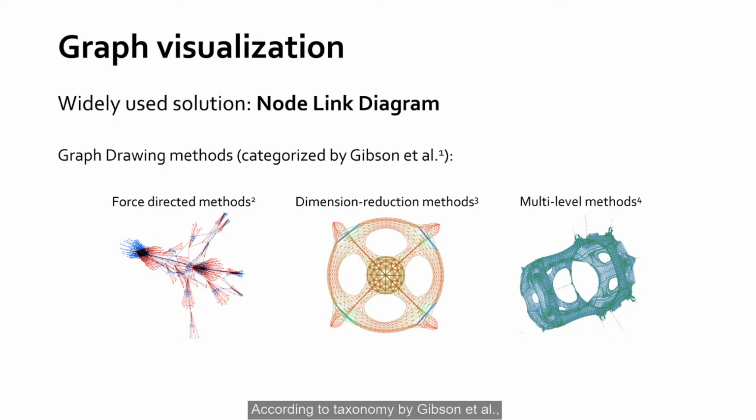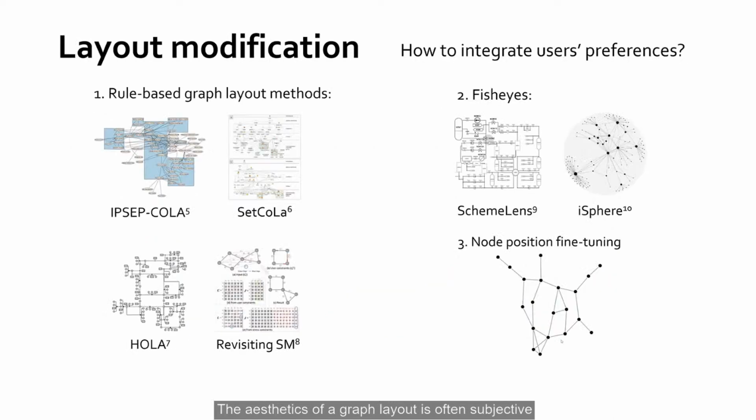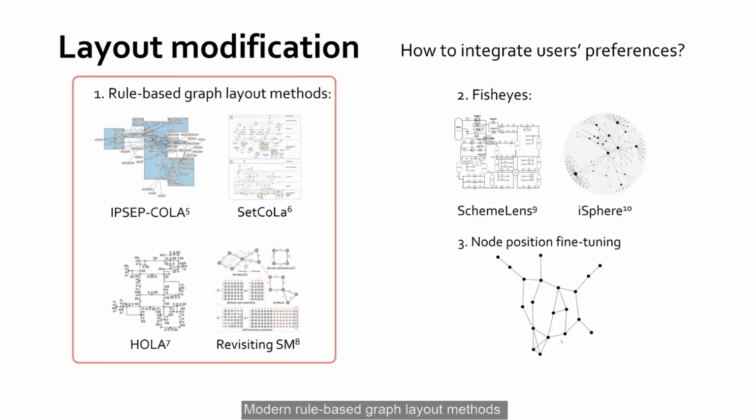According to the taxonomy by Gibson et al., graph drawing methods can be categorized into three main kinds: force-directed methods, dimension reduction methods, and multi-level methods. However, additional layout optimizations or manual modifications are typically required to improve readability according to the visual aesthetics. The aesthetics of a graph layout is often subjective and may vary with user preferences. Modern rule-based graph layout methods have successfully integrated user preferences into layouts.